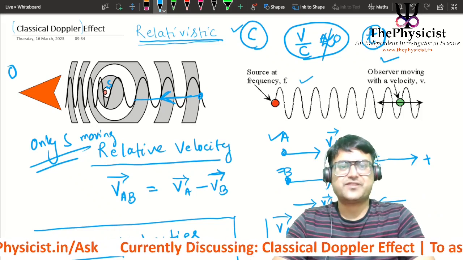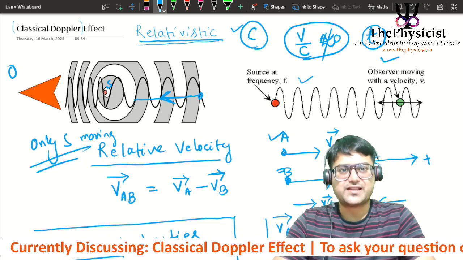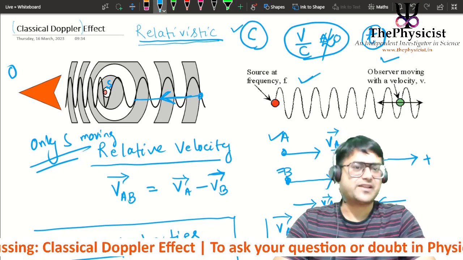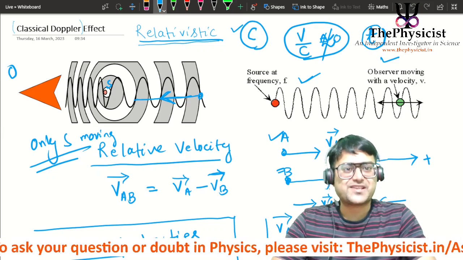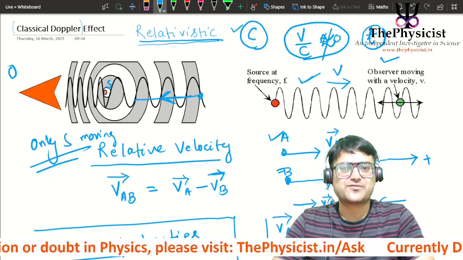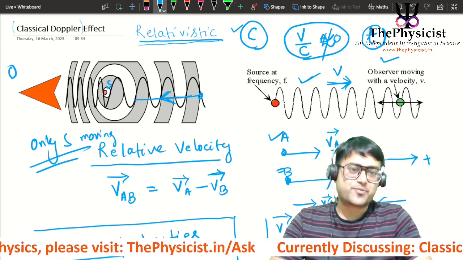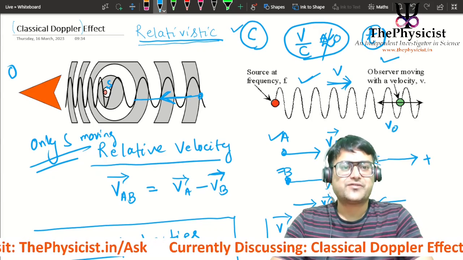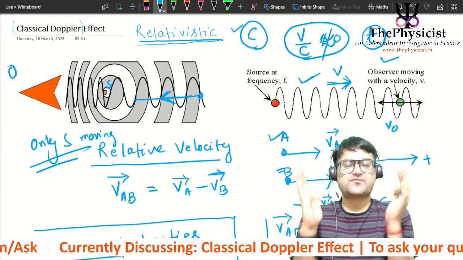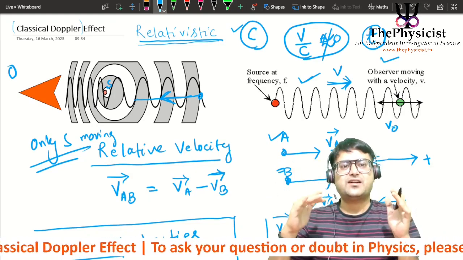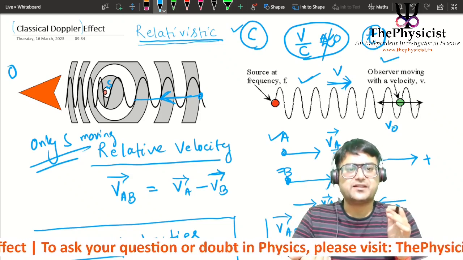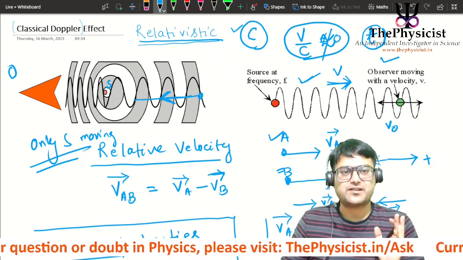But in case the observer is moving and the source is at rest, the wave itself is unaltered. There is no change to the wave shape. The wavelength remains the same, no stretching, no compression happens. But since the observer is approaching, the wave is coming towards the observer with V, and the observer is approaching the wave with VO. In this case, the observer will consume the entire wavelength faster than he would have had he been at rest.